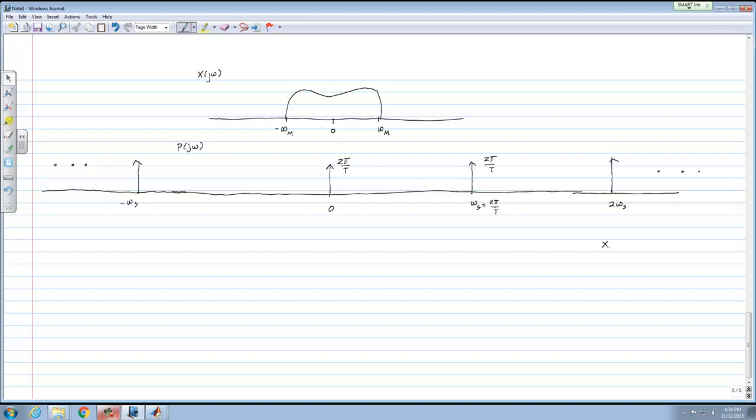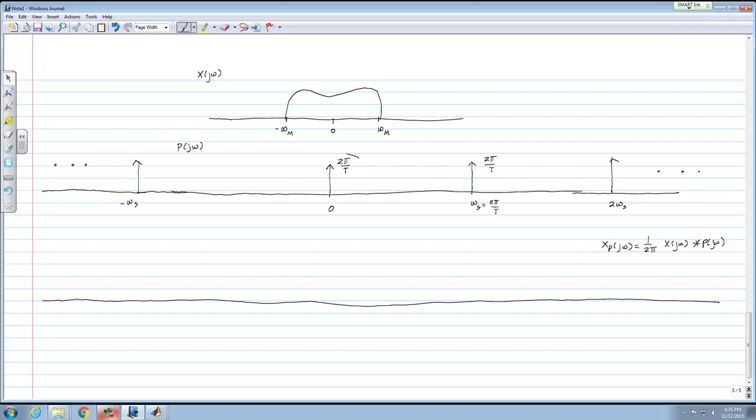So I have X sub p of j omega, which is 1 over 2 pi times X of j omega convolved with P of j omega. Let's try to draw a rough sketch of what's going to happen when we convolve the two signals. This is where the beauty is. What happens when I convolve X of j omega with this? Notice that P of j omega is the sum of many impulse functions, and convolution distributes over addition, which means I can take my X of j omega, convolve it with each one of the impulses in P of j omega, and then add them up together.